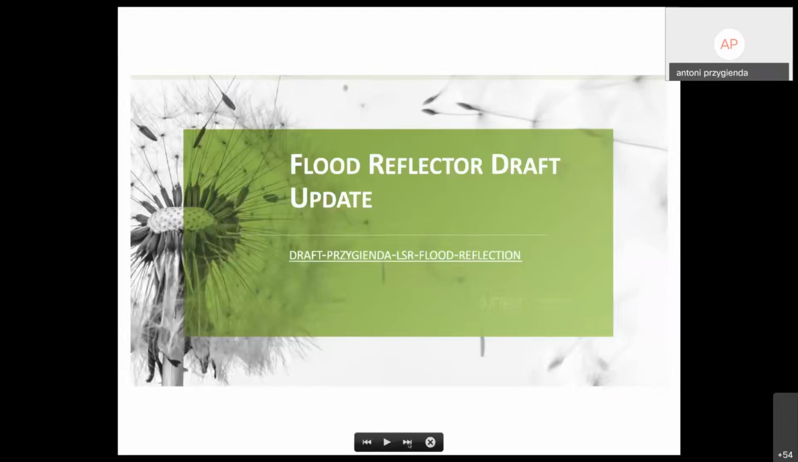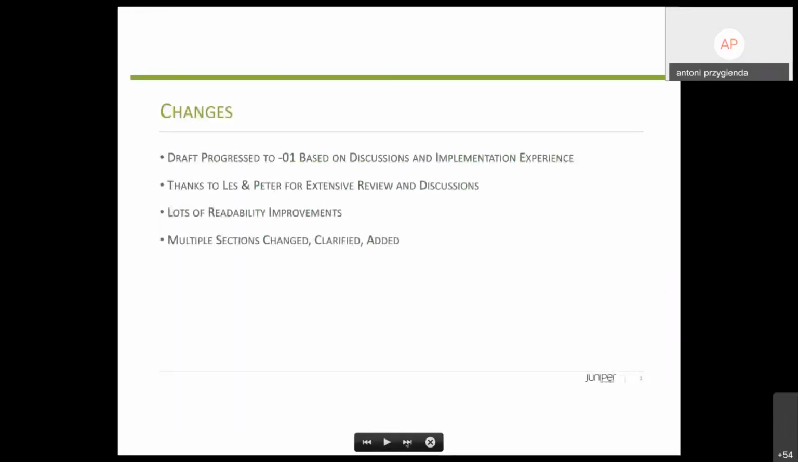So this is just a quick update on the flood reflector work that has been going on for a while. Next one, please. This is an update based on two things. One is that we had very extensive discussions with Les and Peter, so thanks a lot for all the time. They pointed out things we discussed as options, covering implementation experience, deployment considerations and deployment planning. There are also some readability improvements, since a couple of other people commented about making it more readable. A couple of sections have been added, mostly for clarification, and some split for ease of readability. Next one, please.